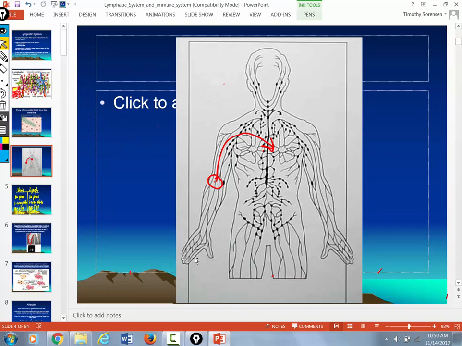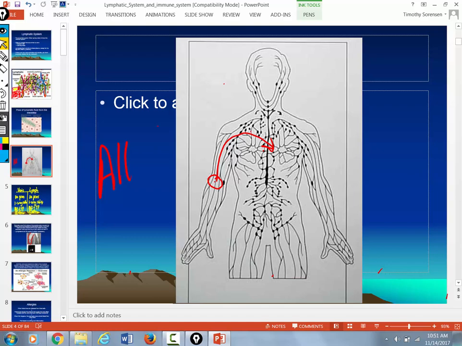All lymph vessels must filter their lymph through a lymph node before that lymph fluid gets dumped into the right side of the heart. So you think of lymph nodes as the security of your body. All lymph fluid has to be dumped through a lymph node before it gets dumped into the right side of the heart. So the function of lymph nodes really is to filter the lymph out of any bad stuff.